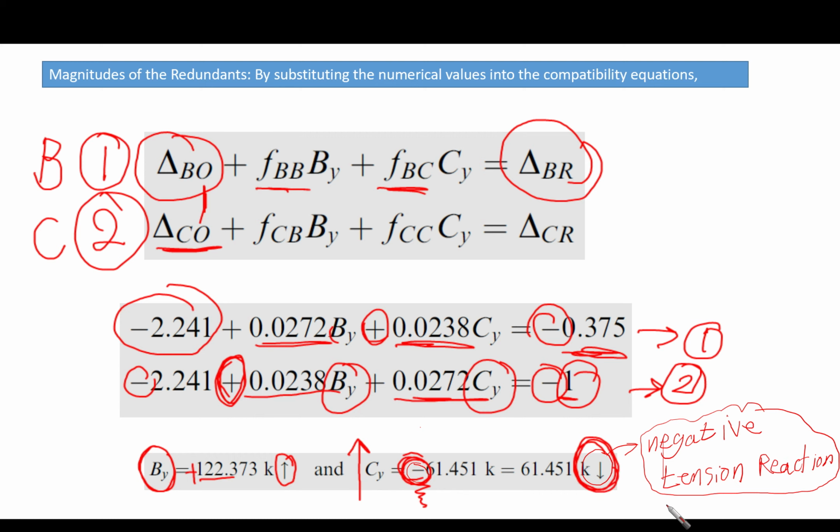So negative means a tension reaction. The reaction is going to be tension, and the right direction for this redundant is downward, not upward as we assumed before. Take care of these small things and tiny details, because they really are important to obtain the right answer and make your calculation right. Then you need to follow these small tiny things.